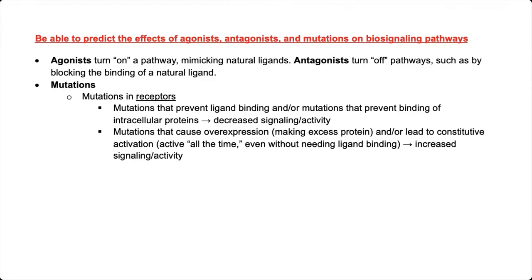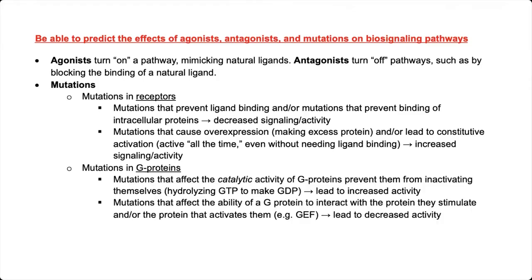So think about if we had a mutation in a receptor. We need to think about not only what protein is the mutation in, but where. So if you have a mutation that's going to prevent the ligand binding, or a mutation that prevents binding of intracellular proteins to that receptor, that's going to decrease your signaling or your activity. Mutations that cause overexpression, so you're making excess protein, and/or that lead to constitutive activation, so they're active all the time, even without needing ligand binding, those are going to lead to increased signaling, increased activity.